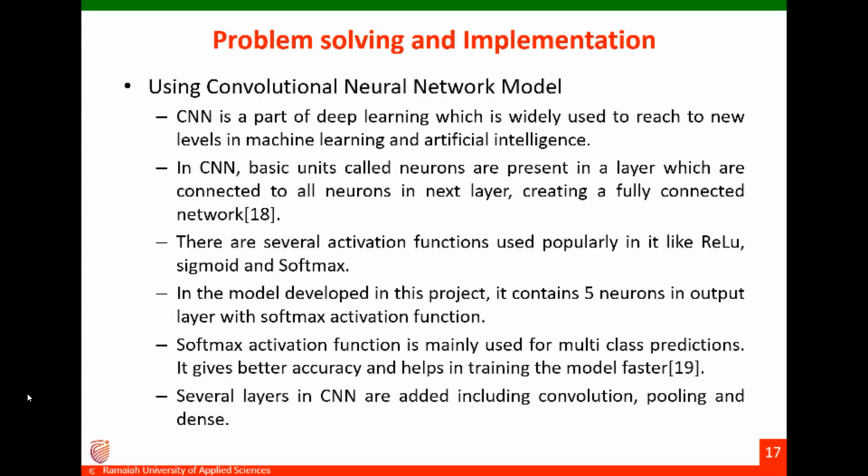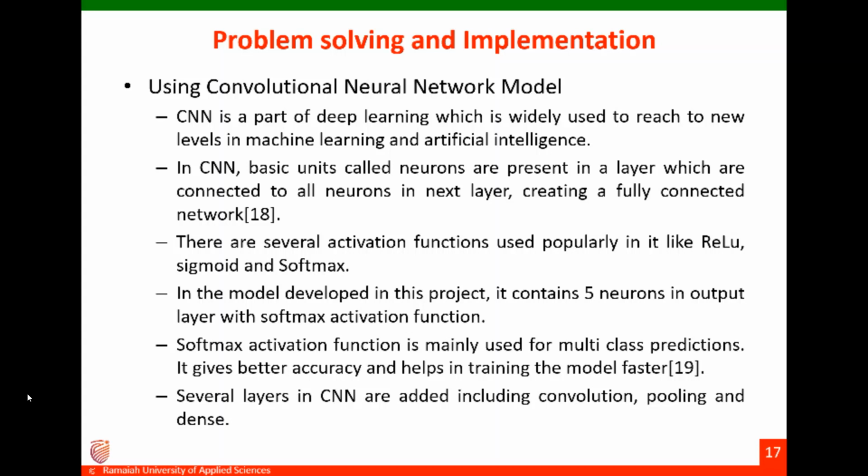CNN is a part of deep learning, which is widely used to reach new levels in machine learning and artificial intelligence. The basic units used in CNN are called neurons. It is analogous to the central nervous system of the human body. All of the neurons in a layer are connected to all of the neurons in the next layer. The layers are the input layer, hidden layers, and output layers. So it creates a fully connected network.